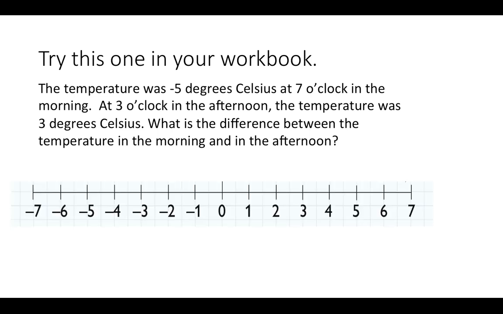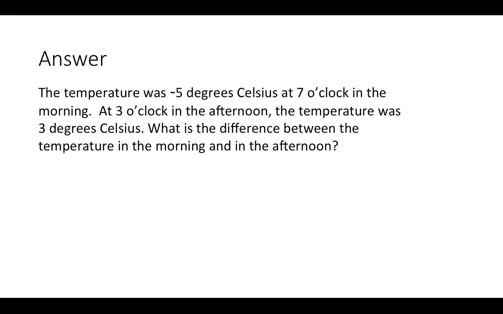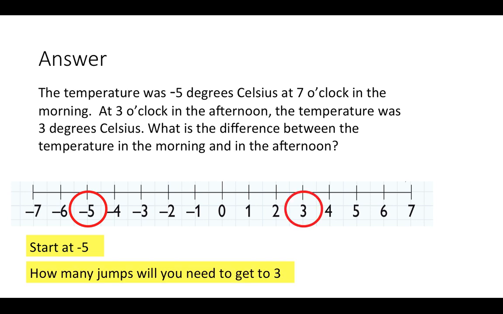So here's our number line. It was -5 degrees at 7 o'clock in the morning. At 3 o'clock in the afternoon, the temperature was 3 degrees. So how many jumps did you need to get from one to the other?